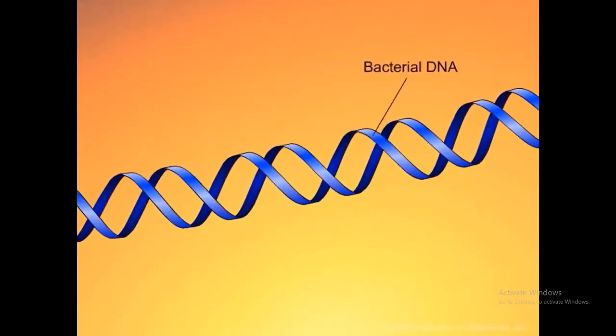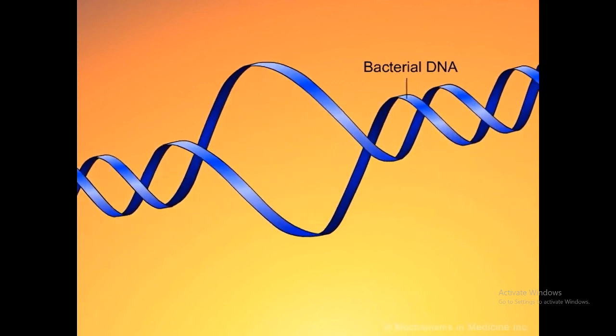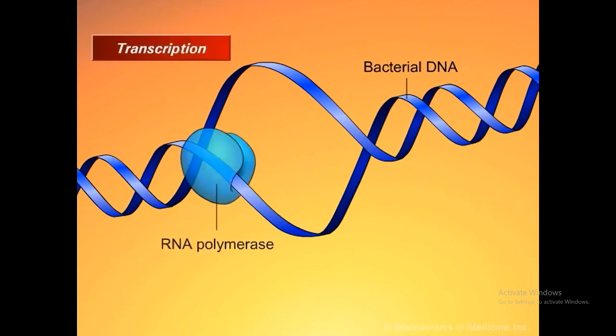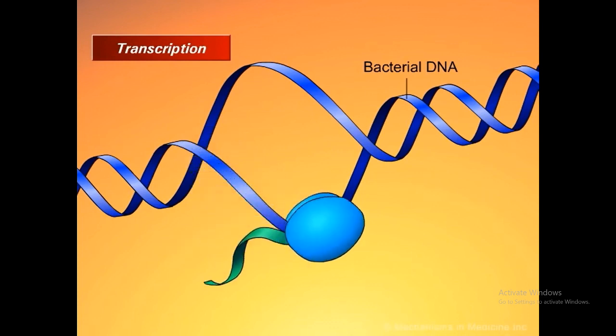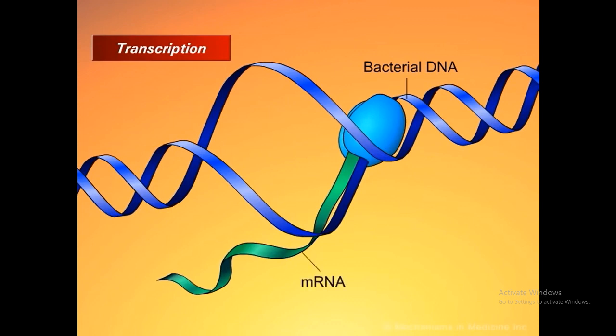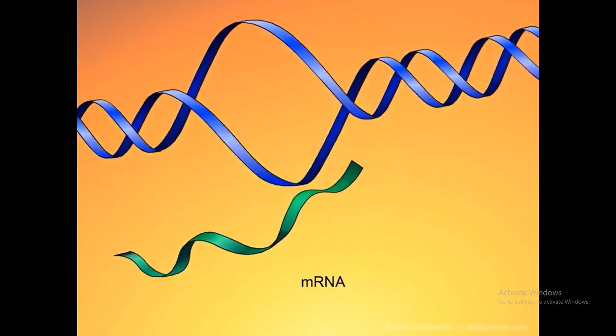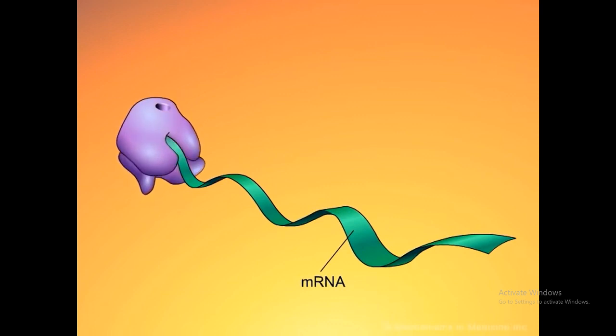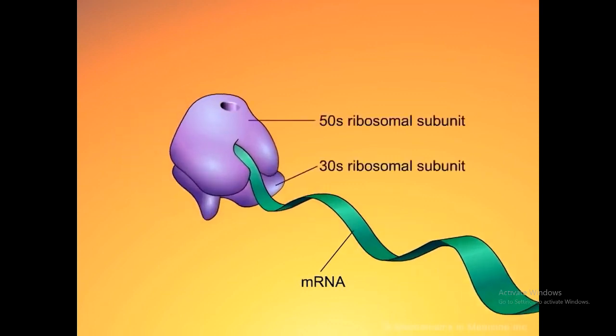In the process of protein synthesis, the double-stranded DNA is unwound and separated in a region which codes for the specific protein that is required. One strand of the DNA serves as a template for this process, known as transcription. Transcription results in the formation of messenger RNA. Once the strand of messenger RNA is complete, it detaches from the DNA template and in turn attaches to the ribosomes. The bacterial ribosome has two subunits, 50S and 30S. 50S is the larger subunit and 30S is the smaller subunit.